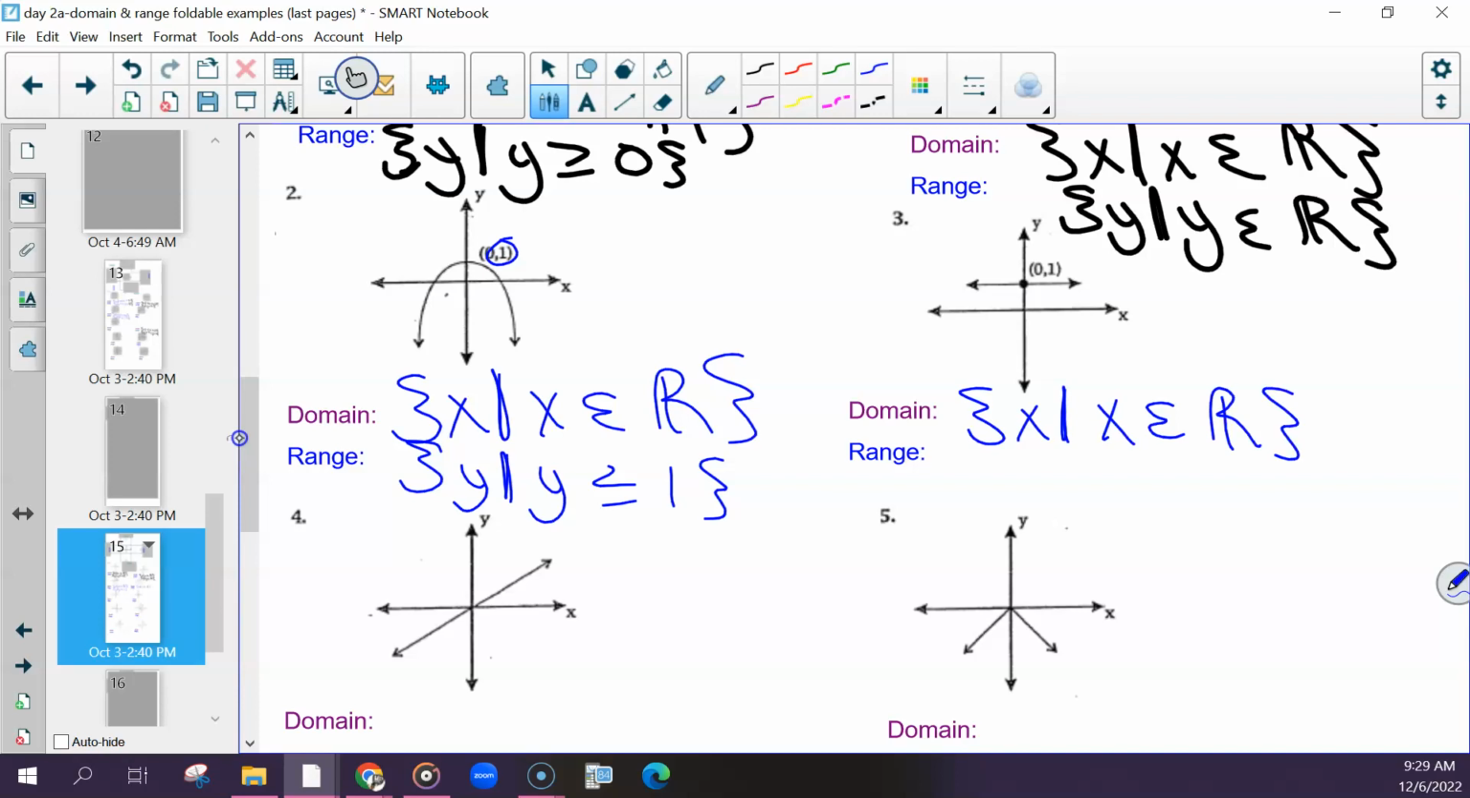Now this number 3 is very similar to the example 1 from the back or the other page. Is your y value moving? No, it's staying the exact same at that line. So it's going to be a y equals what? 1. So curly brackets, y such that y equals 1.